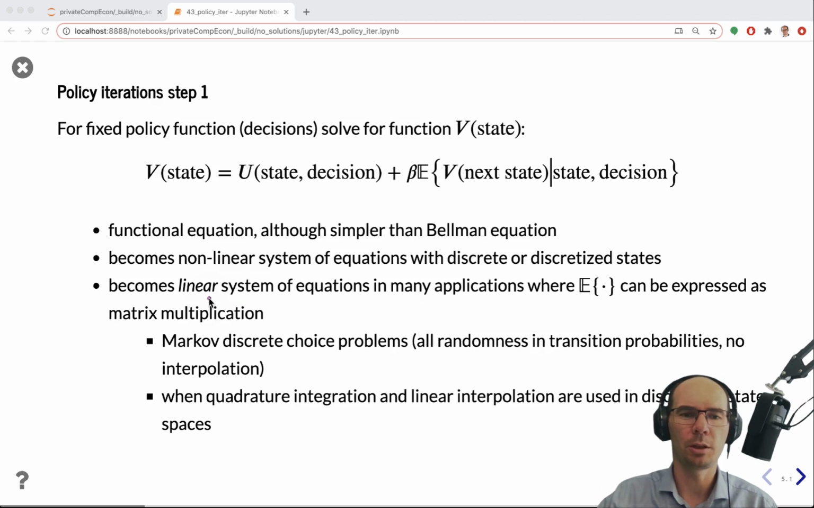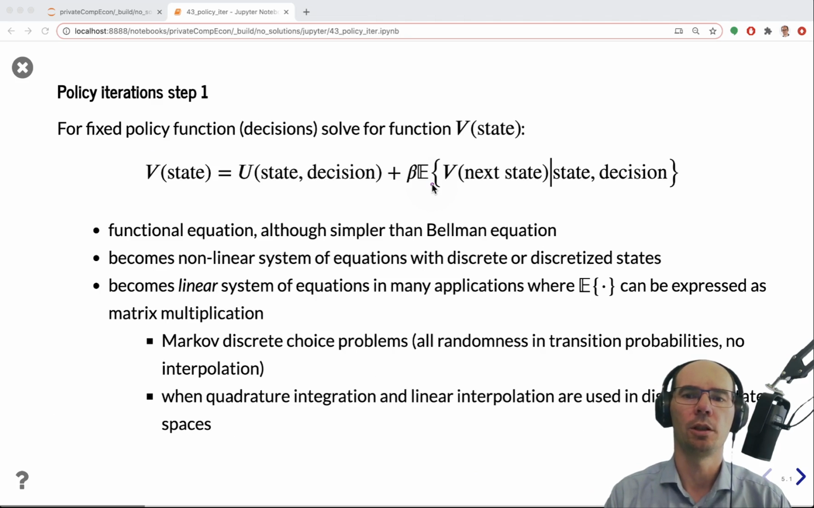Moreover, in many applications this becomes a linear system of equations. You can think of situations where you have a Markov discrete choice problem with all randomness being incorporated in transition probabilities, and then we know that this expectation is just the sum of the value function in the next state multiplied by the vector of transition probabilities, or by the matrix of transition probabilities. So the calculation of the expectation becomes an application of linear algebra, essentially.